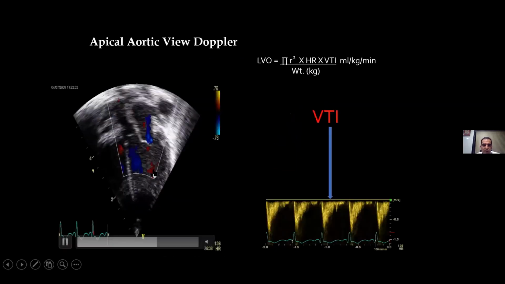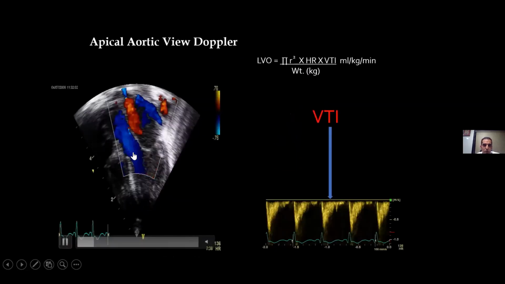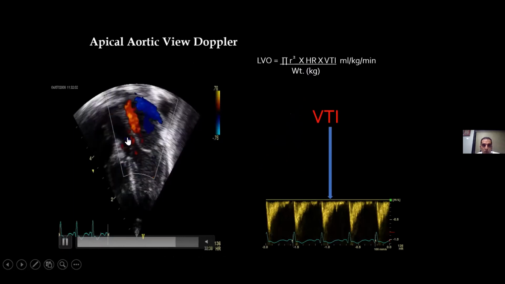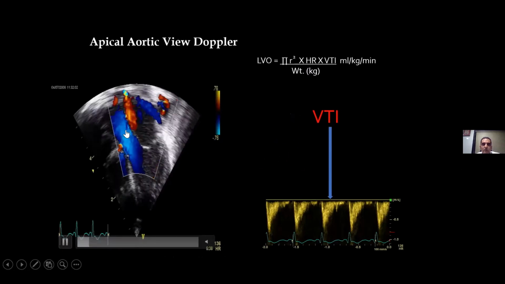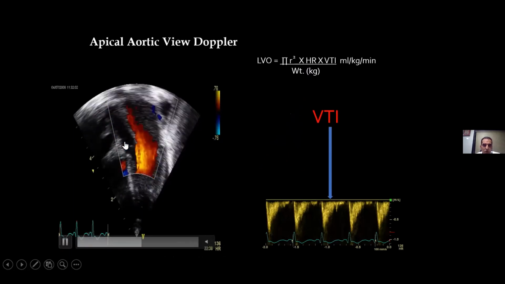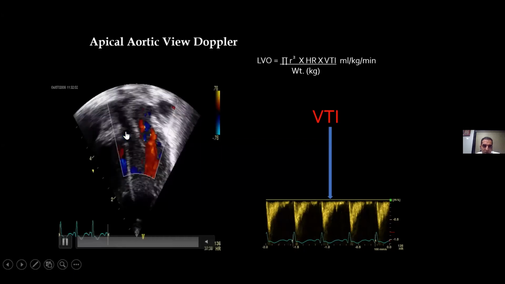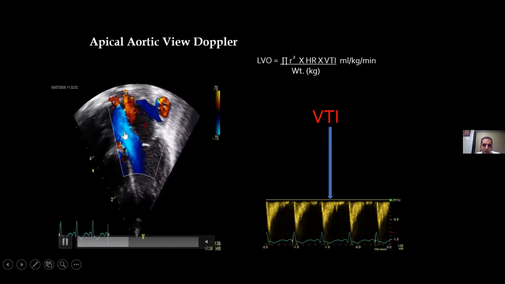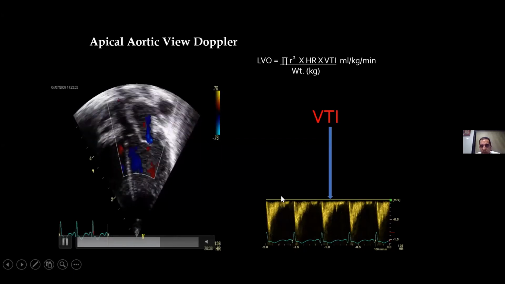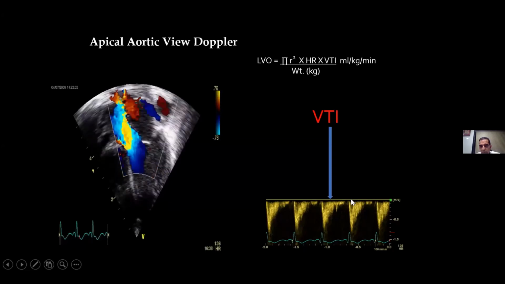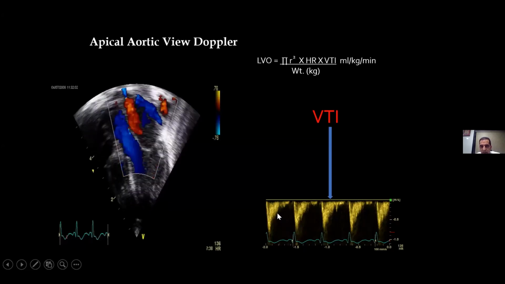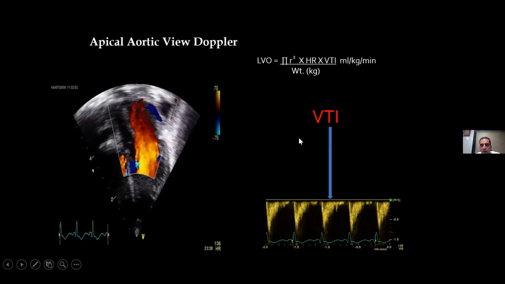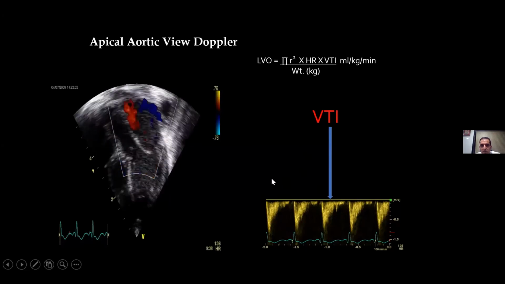And this is an apical 5-chamber view. You can see the blood flow through the aorta. That is blue because it is moving away from the probe. And when I want to calculate the velocity, I will put a pulse wave Doppler here just above the aortic valve in the middle of the aorta. I will get a velocity pattern like this. And when I encircle that in the machine, I will get the VTI, that is the velocity time integral.